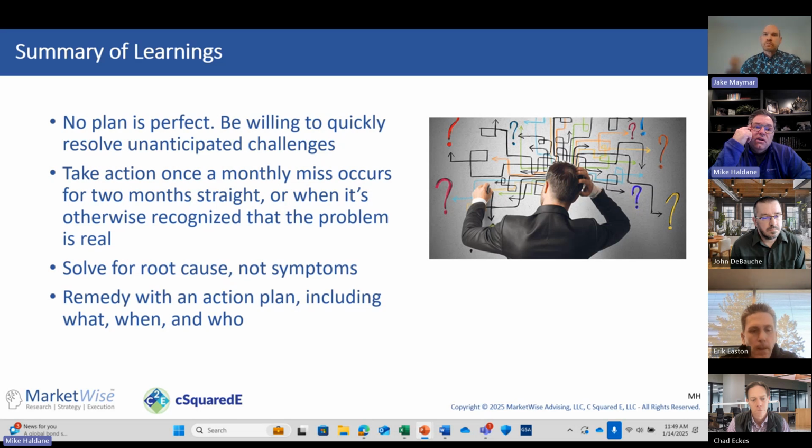As Chad mentioned, we want to take action once a monthly miss occurs 2 months in a row, because it could just be an anomaly if it happens just once. But if it happens twice, you know that, hey, there's probably a trend here that we need to jump on sooner than later.